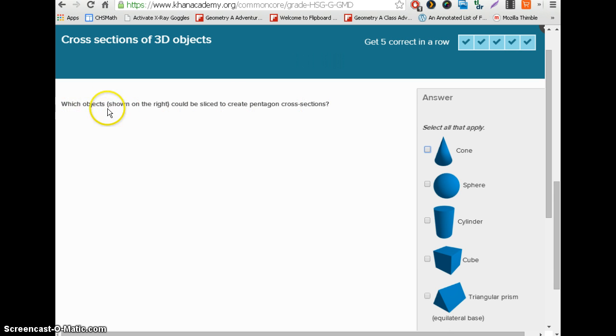Here we go. Which object shown on the right could be sliced to create pentagon cross sections? So a pentagon, that is a polygon, so no curved sides, right? If it's a polygon, it cannot have a curved side. Pentagon means it has to have 5 sides.